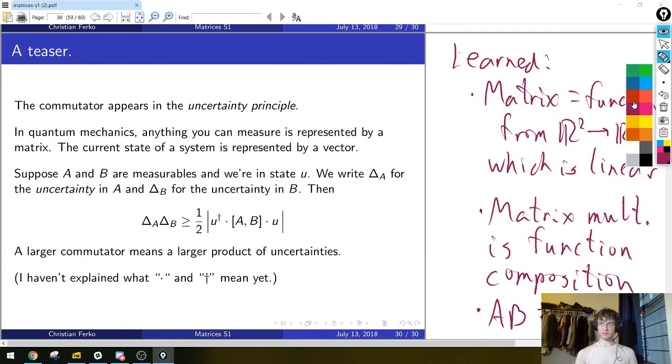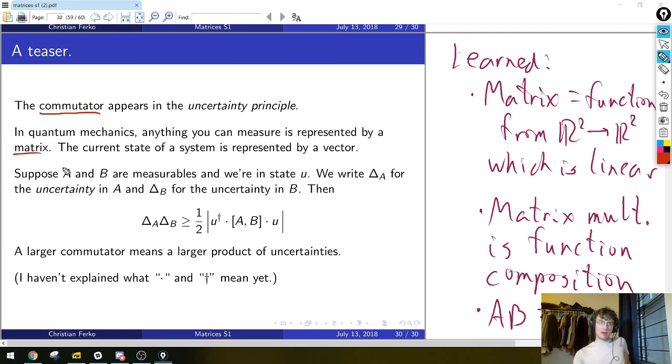So a teaser for the remaining units. This thing we've just learned about, the commutator, as I've hinted at repeatedly, appears in the uncertainty principle. So we will see in Matrices session 4 that in quantum mechanics, the theory of quantum physics, anything you can measure, so anything in the lab you could go in and measure with apparatus, will be associated with a matrix.